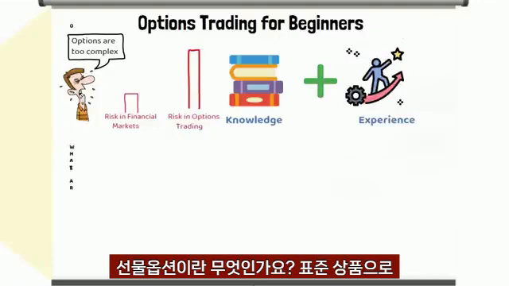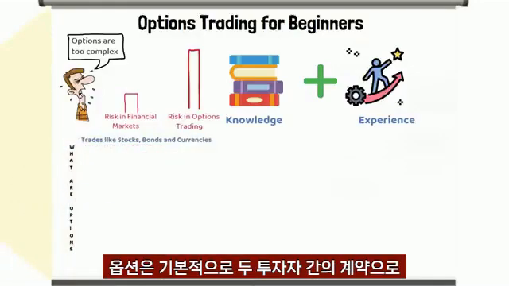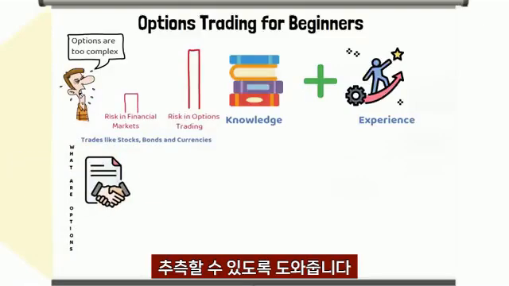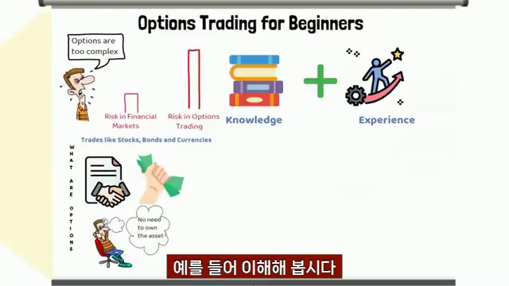What are options? Though it trades as a standard instrument, an option is basically a contract between two investors that helps them speculate on the price of an asset. This speculation can happen without actually owning the asset. Let's understand this with an example.